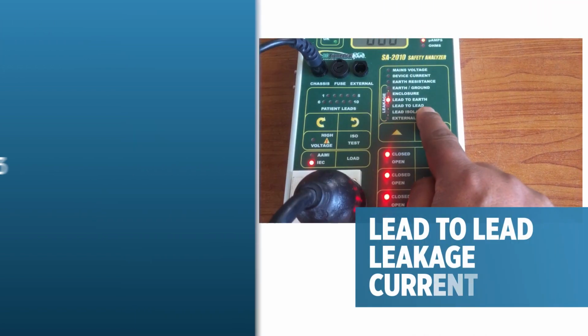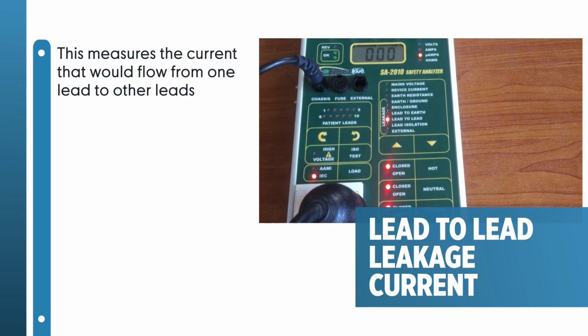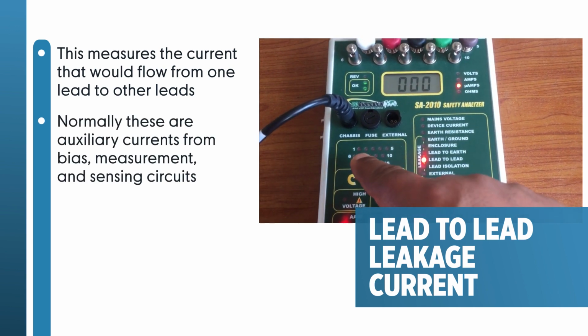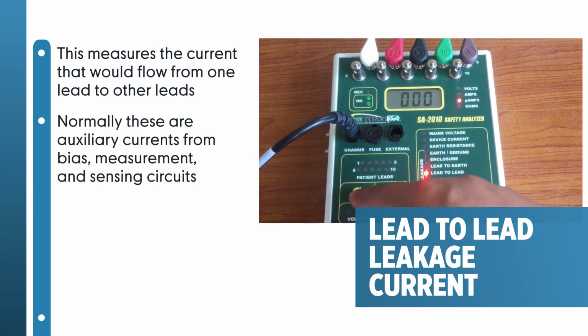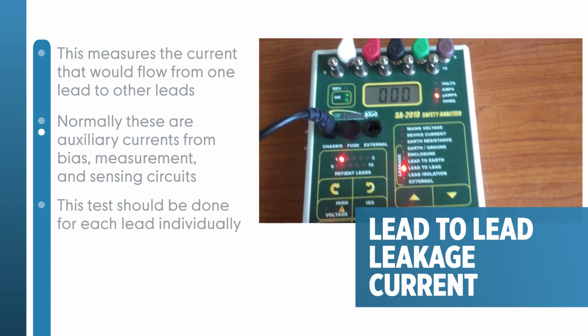Step 13. Lead-to-lead leakage current. This test measures the current that would flow from one lead to other leads. Normally, these are auxiliary currents from bias, measurement, and sensing circuits. This test should be done for each lead individually.